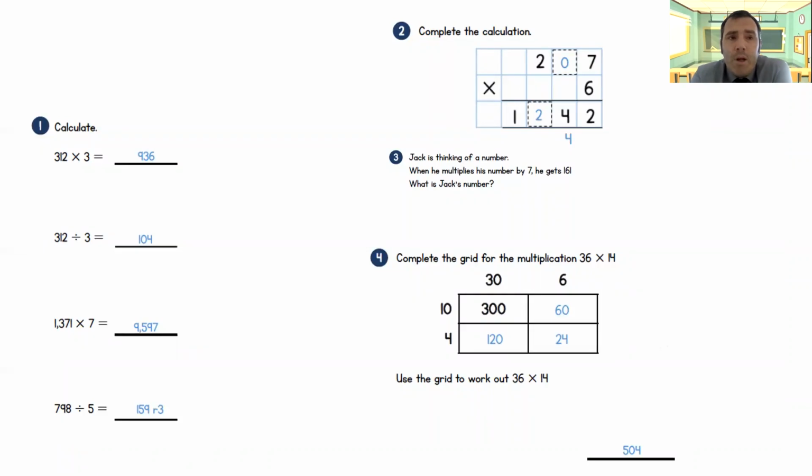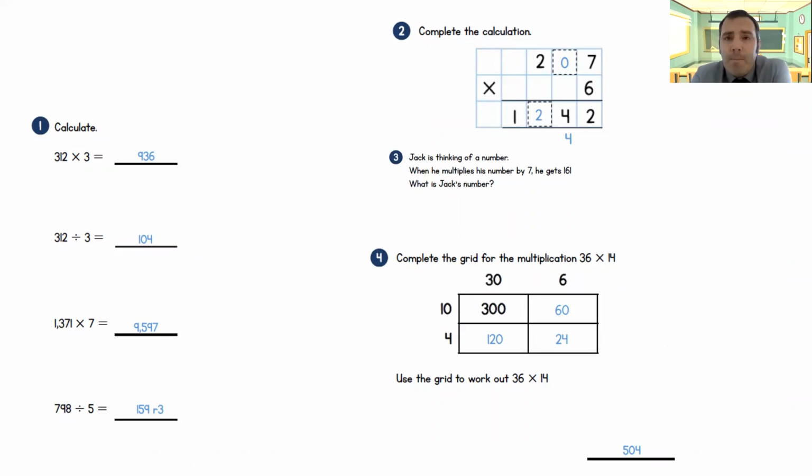Question 1. 312 times 3 is 936. 312 divided by 3 is 104. 1371 times 7 is 9597. 798 divided by 5 is 159 with a remainder of 3.